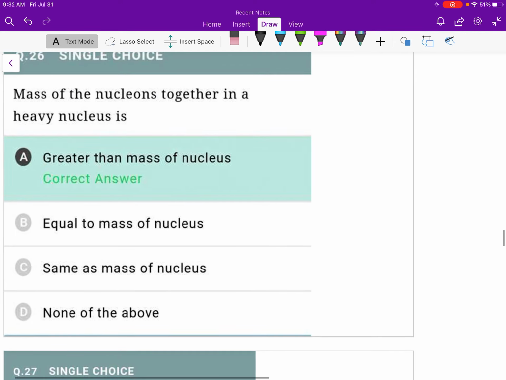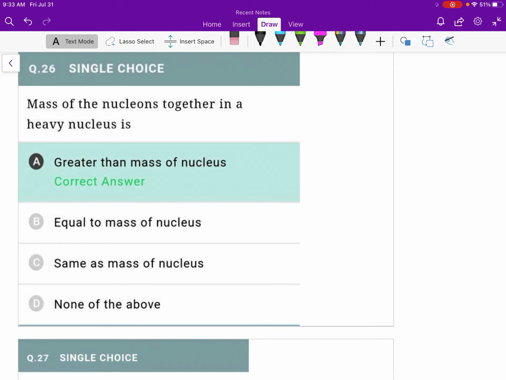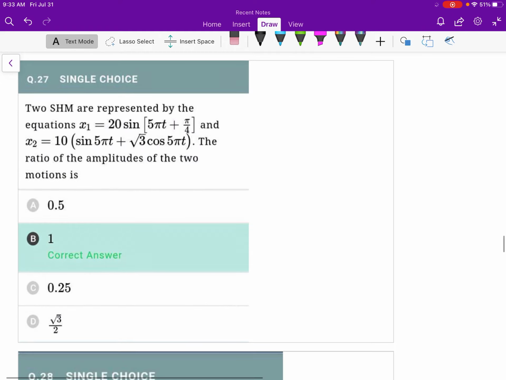Mass of the nucleons together in heavy nucleus. So mass of the final product is lesser than that of the constituents, so greater than mass of nucleons. So nucleons are constituents, nucleus is the final product, the nucleus mass will be less, the nucleons mass will be more. So A is the correct option.